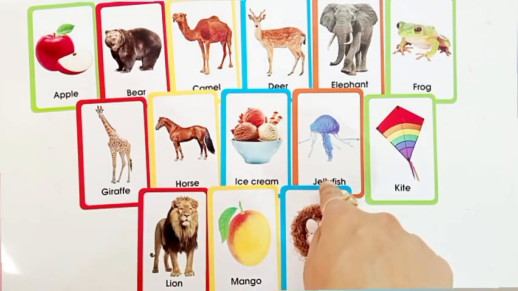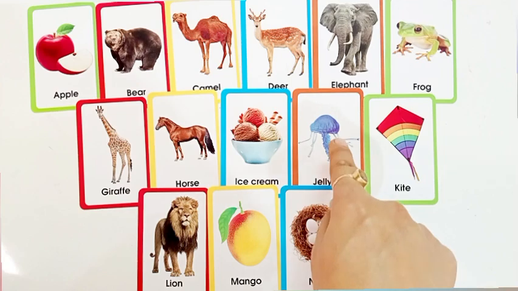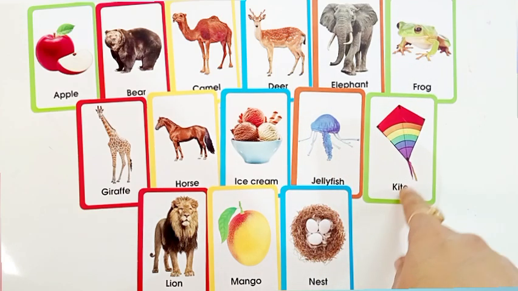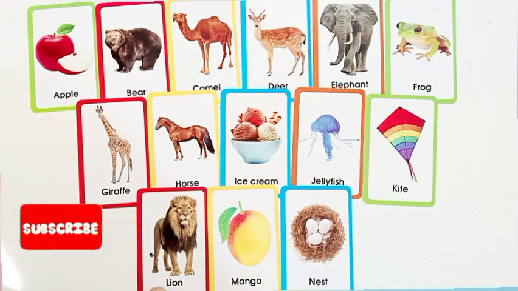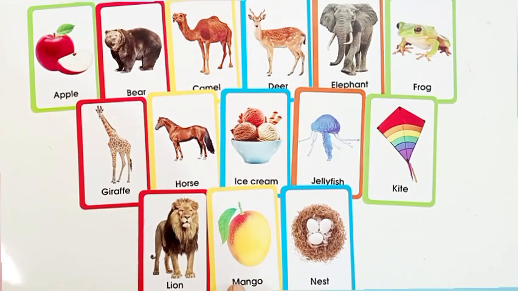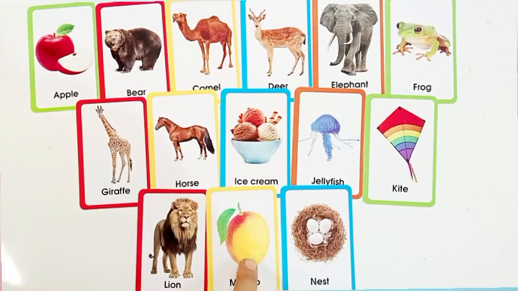J for jellyfish. J-E-L-L-Y-F-I-S-H, jellyfish. K for kite. K-I-T-E, kite. L for lion. L-I-O-N, lion. M for mango. M-A-N-G-O, mango. N for nest. N-E-S-T, nest.